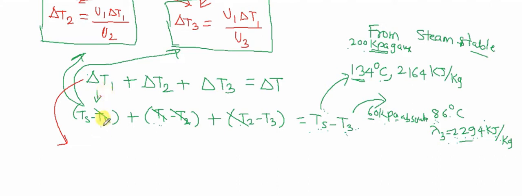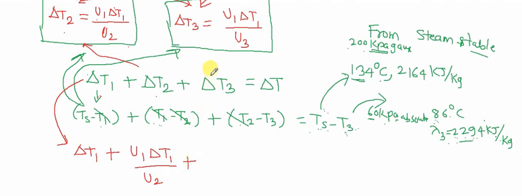Delta T1 I just write down as it is, plus now delta T2 is how much? Delta T2 value is given here. Delta T2 is equal to U1 delta T1 upon U2. So same I am writing here, U1 delta T1 divided by U2. Similarly, delta T3 value is given here. Same I am writing here, U1 divided by U3 delta T1, and that is equal to 134 minus 86.